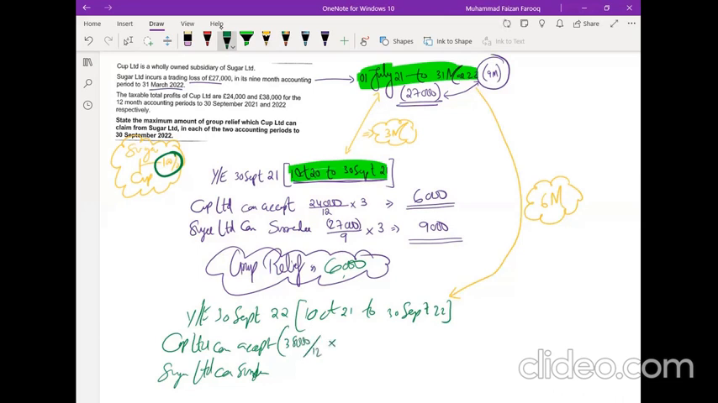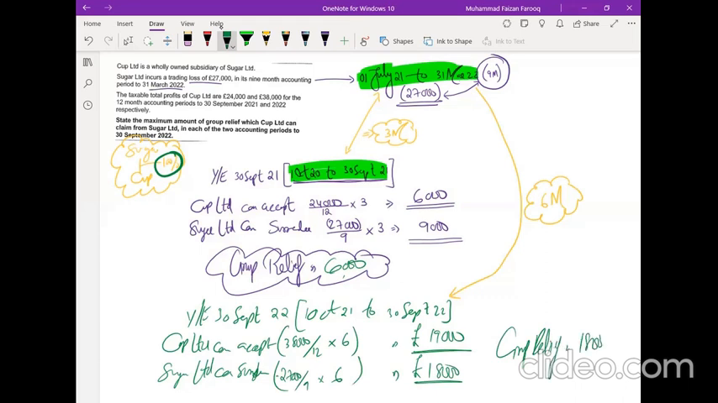38,000 for 12 months. So how much for 6 months? 19,000. Okay, the company can accept 19,000, but how much can they surrender? They have a loss of 27,000, which is for 9 months. And how much is for 6 months? You told me just now 18. So my group relief will be 18,000 in this situation. And we are done with the corresponding accounting period.